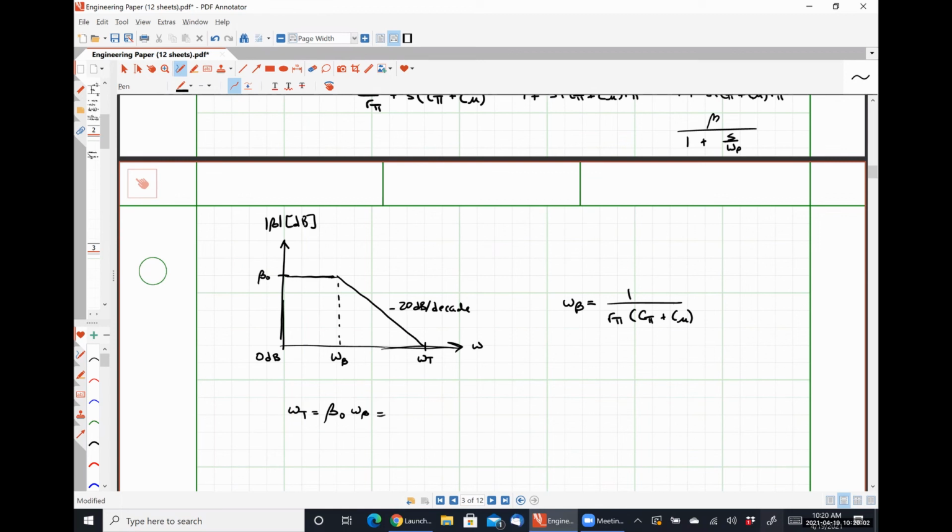Beta divided by R pi is just going to give me GM divided by C pi plus C mu. And since we know that C pi is much greater than C mu, we have simply then transconductance divided by C pi, which gives us a method of determining the value of C pi based on our operating point, right? Because GM is simply IC over VT.